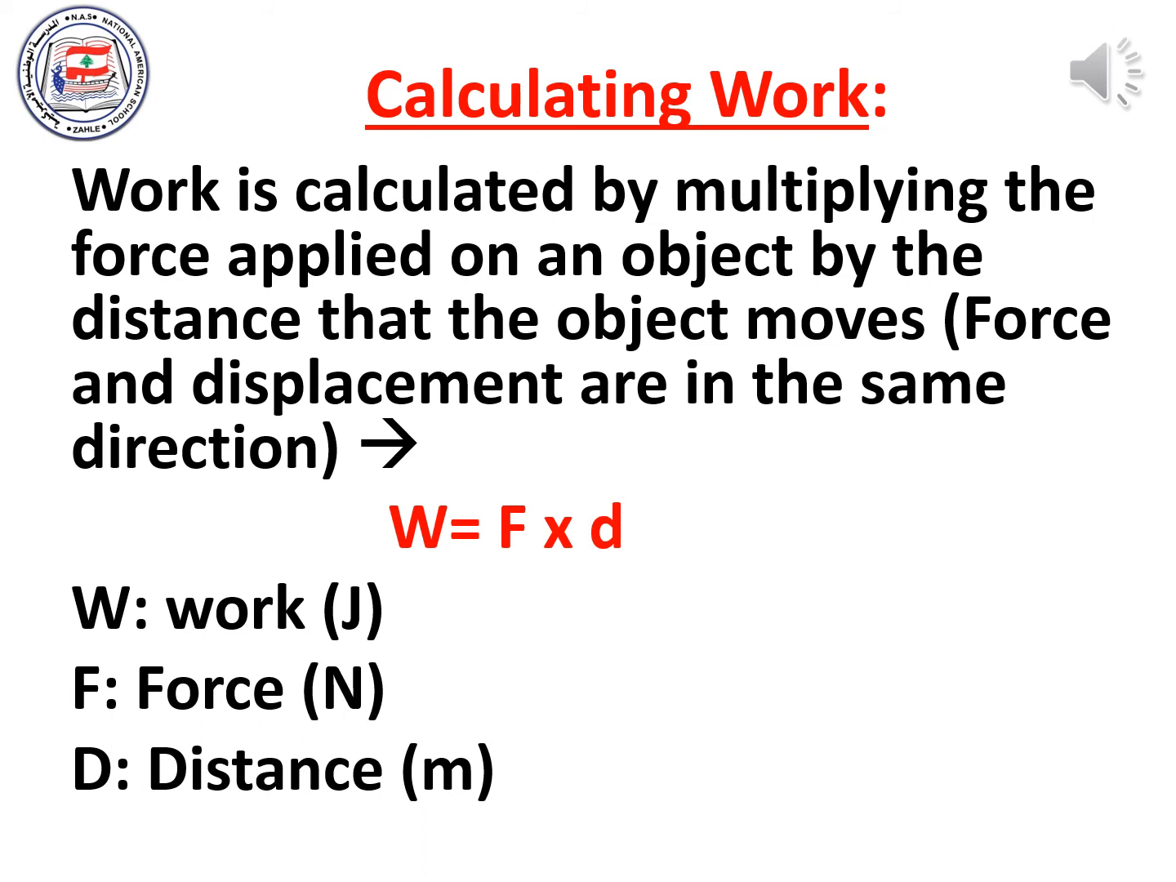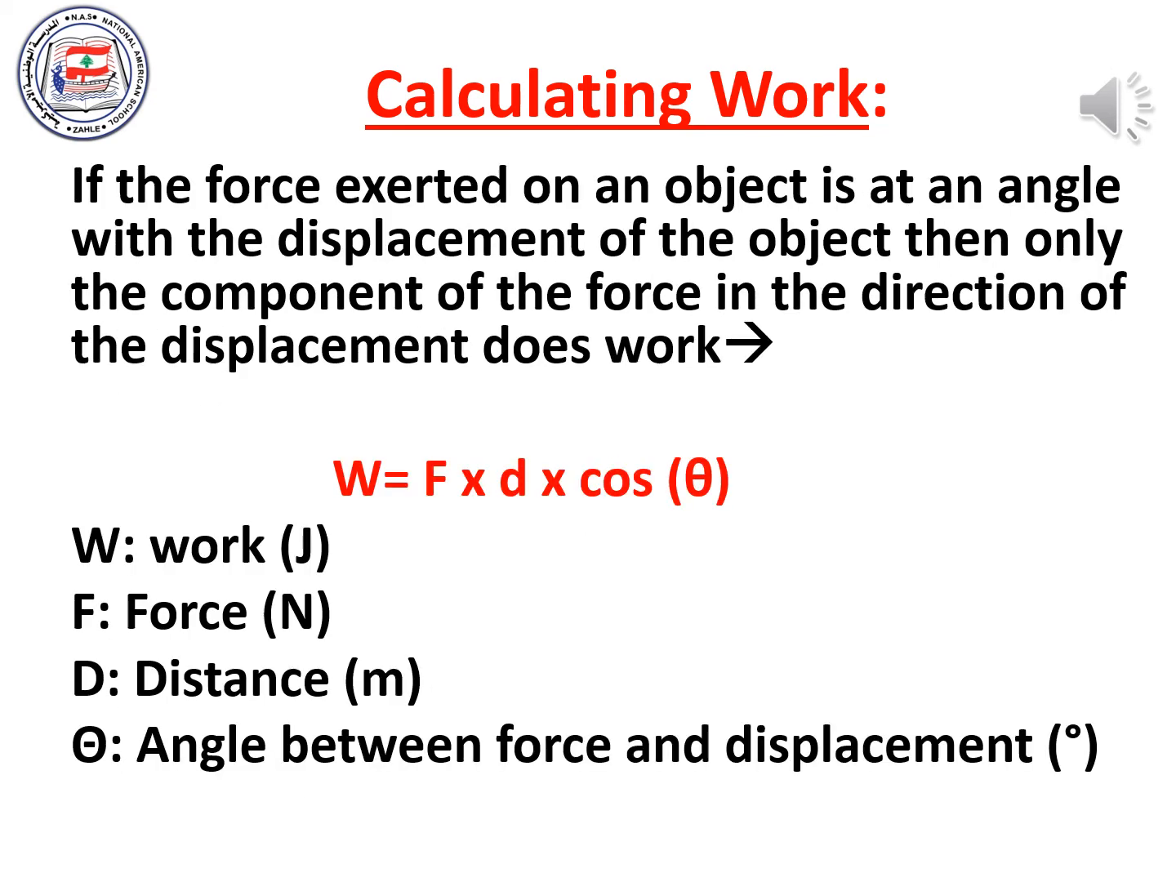So as we already stated, work is when we apply force on an object. So we do work when we apply force on an object and the object moves due to this force. So if the object does not move, we are not doing work. And in order to calculate work, if the force and the displacement are in the same direction, we multiply the force applied on the object by the displacement of that object due to this force.